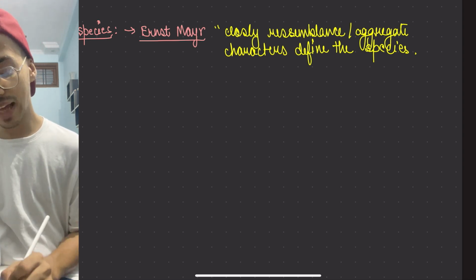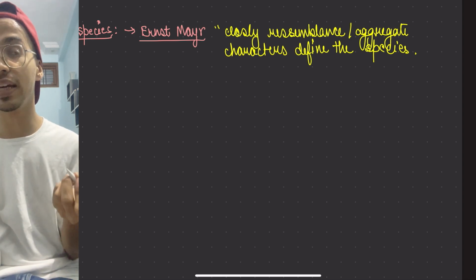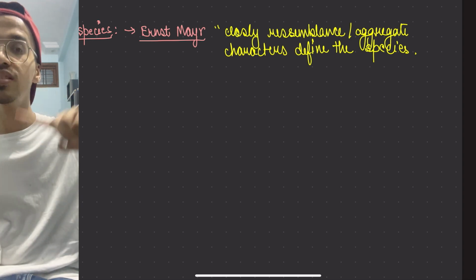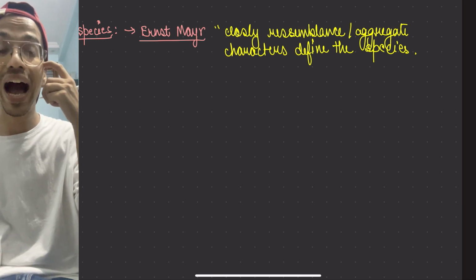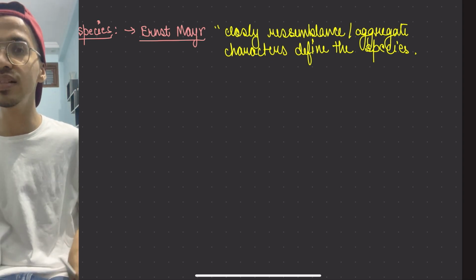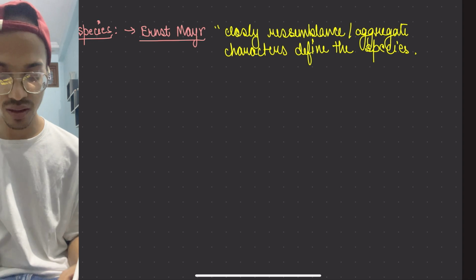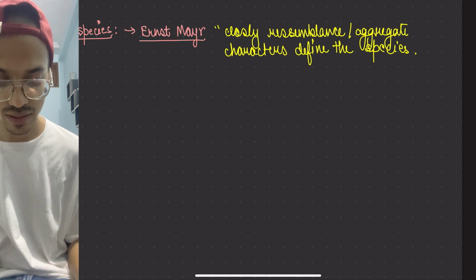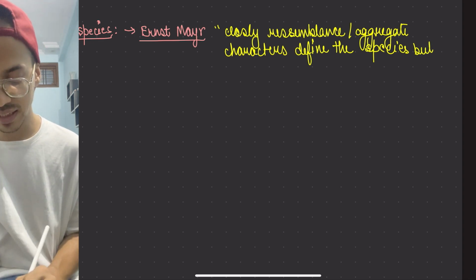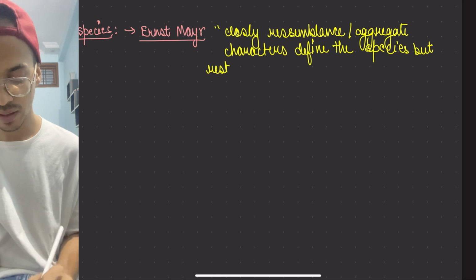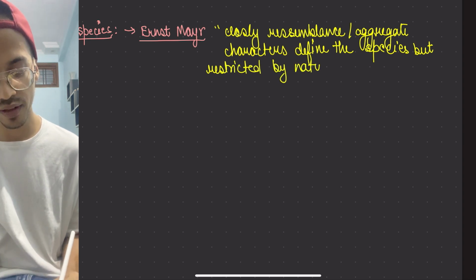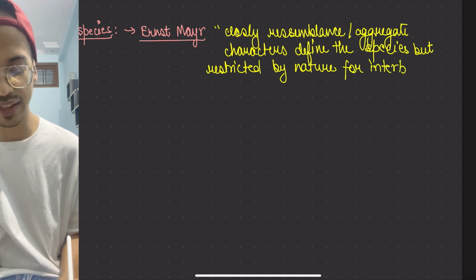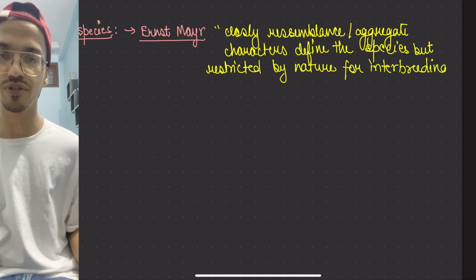Means that it should be able to propagate within the same species, but it should not be able to reproduce with another species and make hybrids. Interbreeding is not allowed, restricted by nature. You can't interbreed them and get fertile offspring.